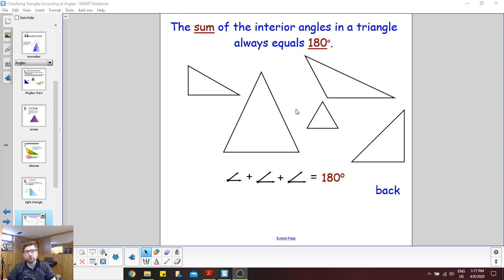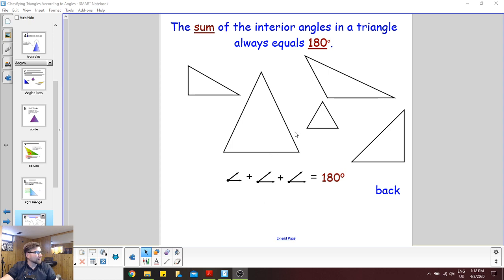So how do you know your triangle is built properly? Well, when you measure the angles on the interior, they will equal 180 degrees. And there is the formula below: angle plus angle plus angle equals 180 degrees.